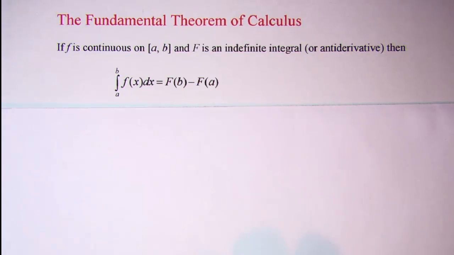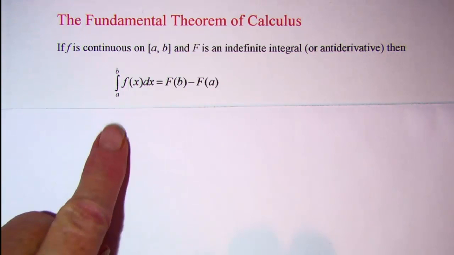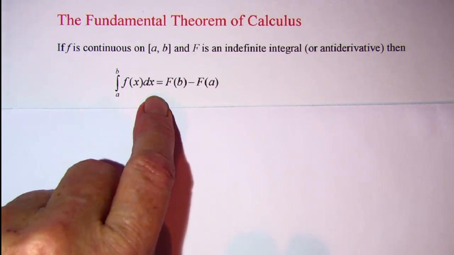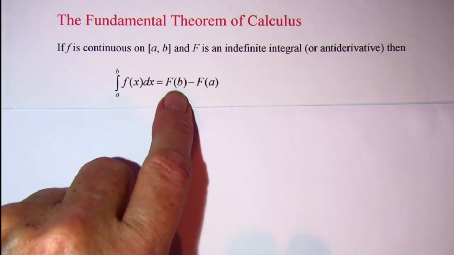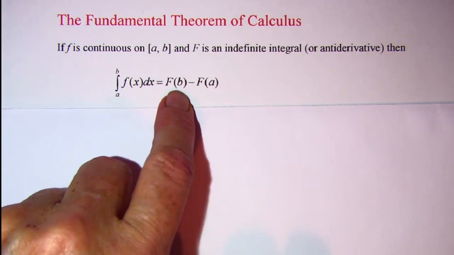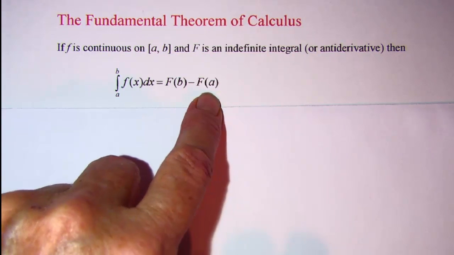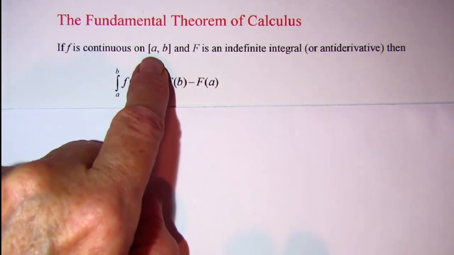In this video, we'll be doing some problems that involve the Fundamental Theorem of Calculus. The theorem says, if f is continuous on the closed interval from a to b, and capital F is an indefinite integral, or an antiderivative, then the definite integral from a to b of f of x dx is equal to the indefinite integral evaluated at the right endpoint minus the indefinite integral evaluated at the left endpoint.